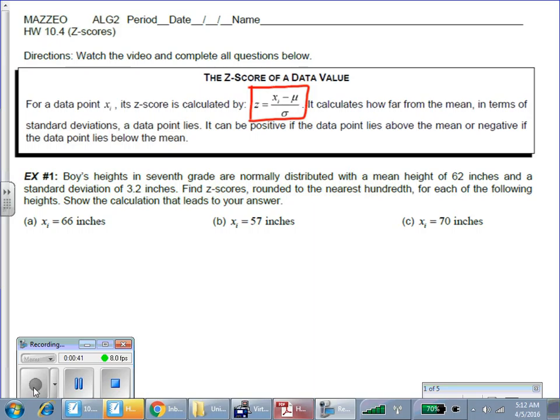And what this does is calculate how far from the mean, in terms of the standard deviation, a data point lies. It can be positive if the data point is above the mean or negative if it's below the mean. So let's try it out.